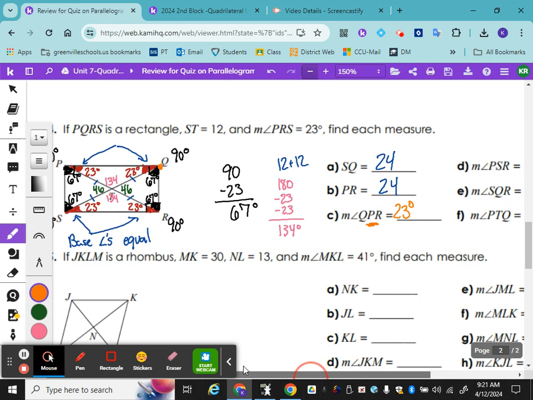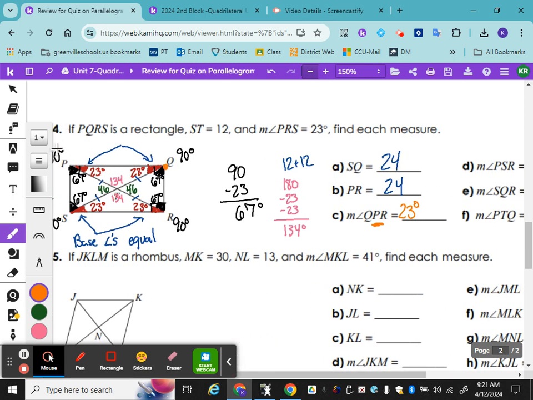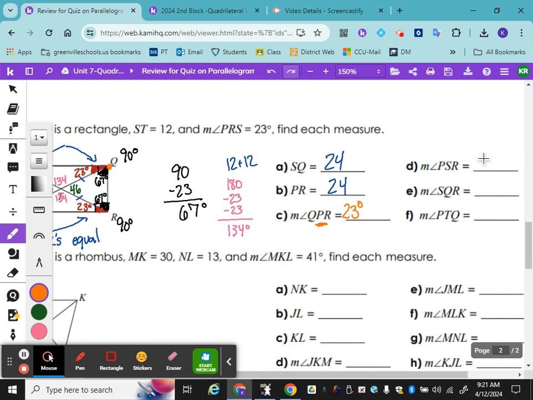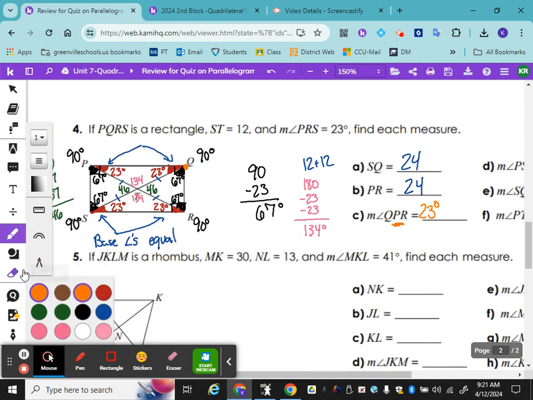PSR, from P to S to R. It's the whole thing. Both of them put together, 67 and 23 put together. So that's 90 degrees. SQR, from S to Q to R, in between them, 67.